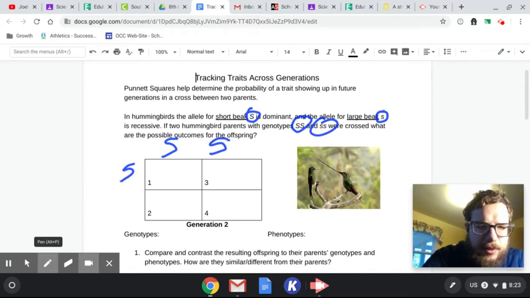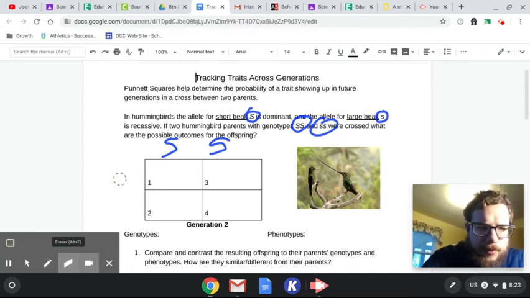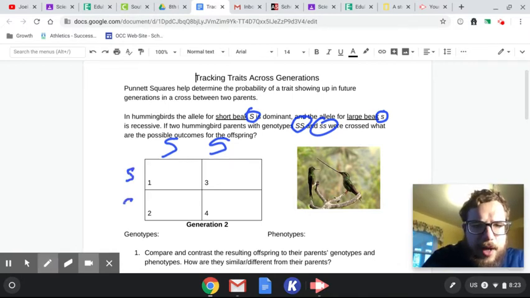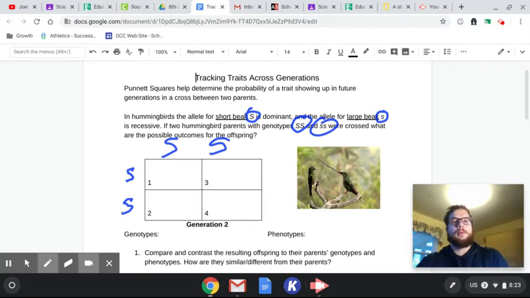Ooh, that's a little too big. I'm really bad when it comes to S's. Drawing one that's clearly dominant and clearly recessive. That's a little bit better.